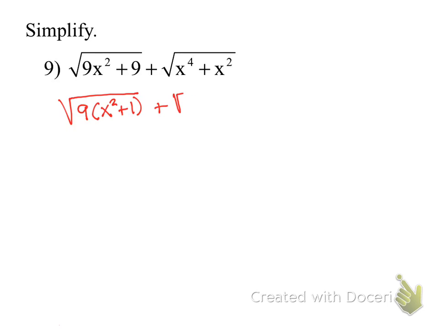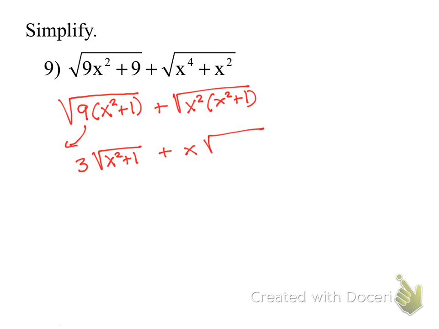What do I do in the next one under the radical? What did it be? X squared. Of x squared, and what's left? Okay, so what's the square root of 9? 3. And then I'm left with the square root of x squared plus 1. Plus, what's the square root of x squared? X. And I'm left with x squared plus 1.